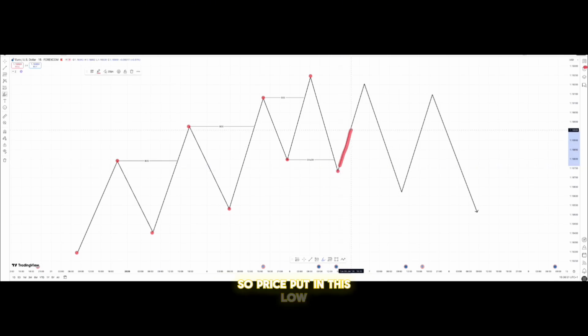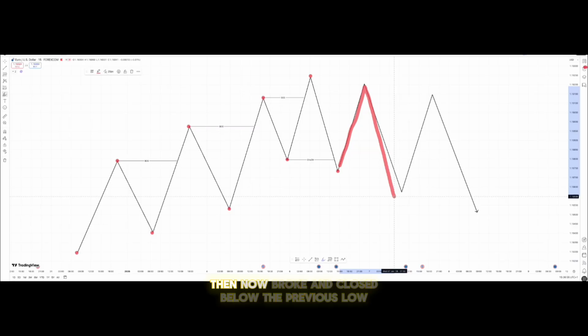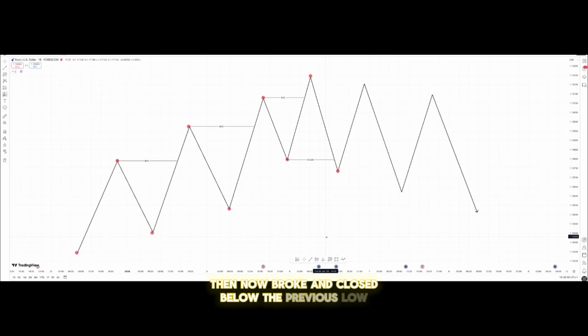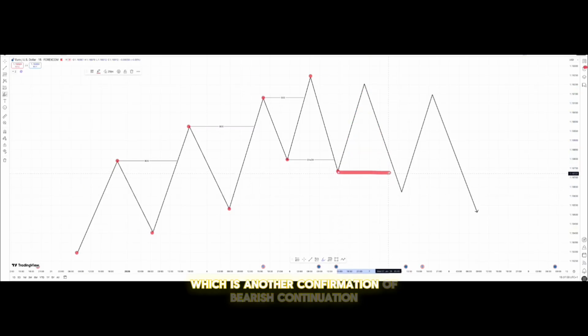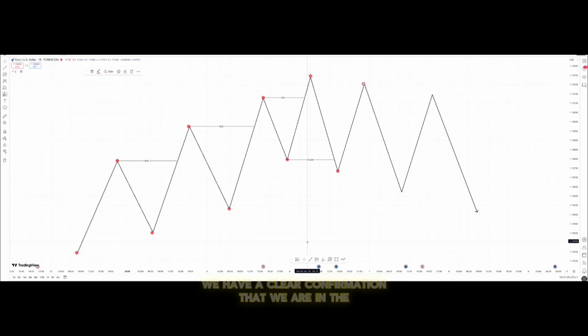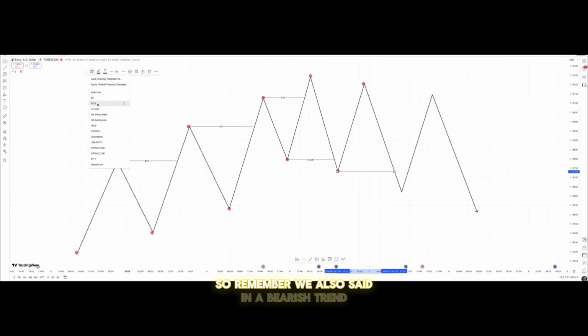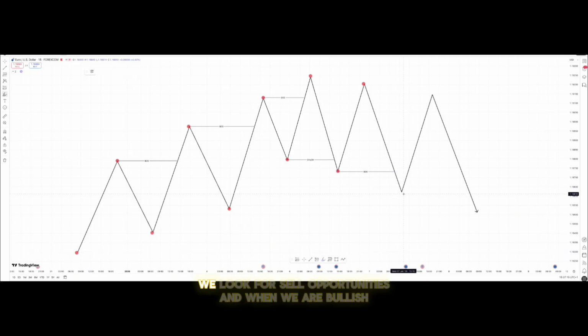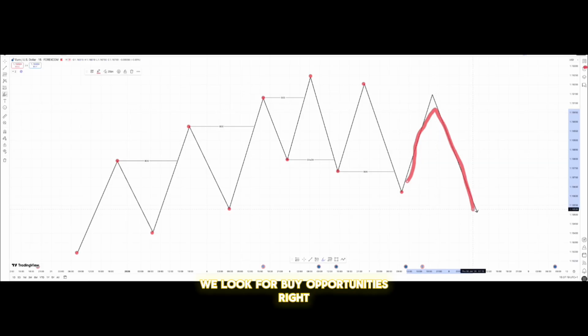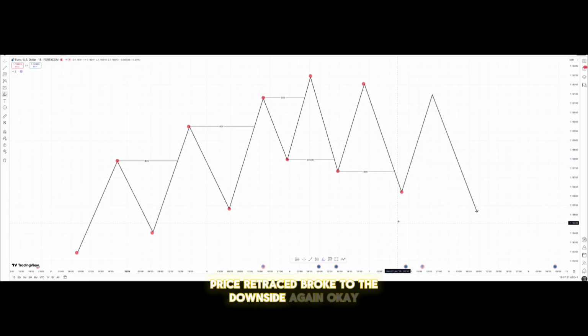So price puts in this low. As you can see, price retraced to the upside, then broke and closed below the previous low, which is another confirmation of bearish continuation. So now we have a clear confirmation that we are in a bearish trend. Remember we also said in a bearish trend, we look for sell opportunities, and while we are bullish, we look for buy opportunities. Price retraced, broke to the downside again.